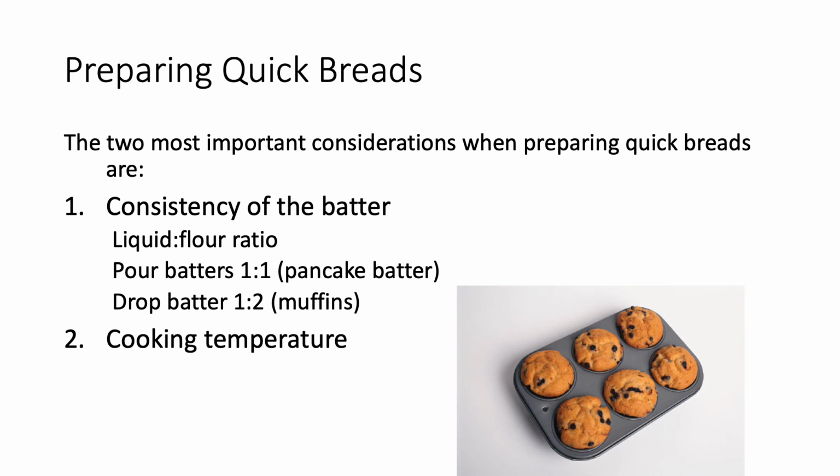There's two important considerations when preparing quick bread: the consistency of the batter and your cooking temperature. Consistency of the batter relies on the liquid to flour ratio, so you'll have pour batters where there's a relatively equal amount of liquid and flour, and drop batters are a bit more solid, with more flour compared to liquids. You'll want different amounts for different sorts of baked products. The cooking temperature is also relatively important.